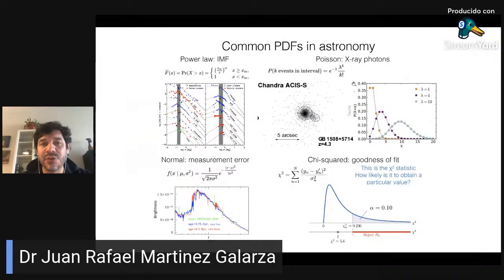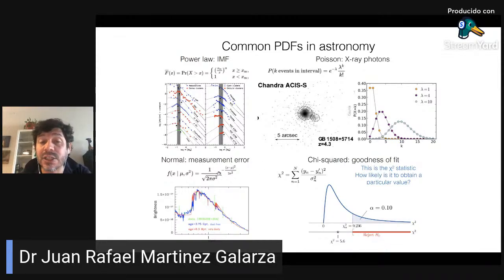But there are other distributions. There are other probability distribution functions in astronomy apart from the initial mass function. We can think, as we will see in this lecture, about the distribution of X-ray photons hitting a detector and forming a particular image, which is given by a Poisson distribution that we will see later. This is the expression for a Poisson distribution of X-ray photons, or whatever Poisson process is happening. Notice that, as I mentioned before, this is a distribution that is discrete rather than continuous.